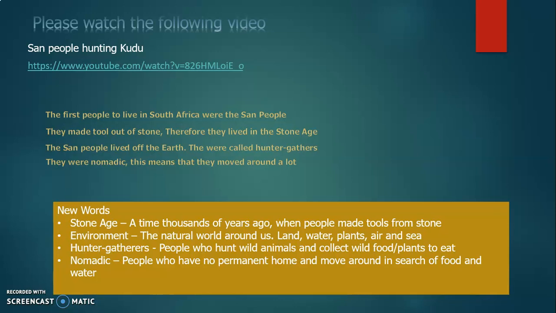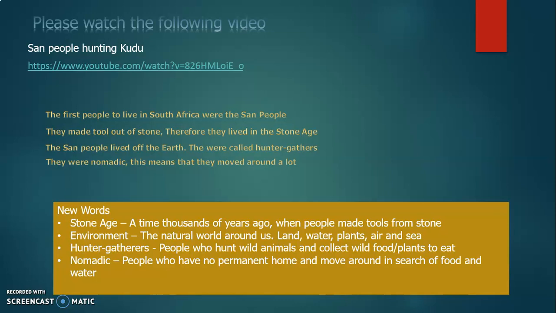The environment is the next word that you learn, and it's the natural world around us. It's land, water, plants, air, and sea. It's things that occur naturally. It's not a palm tree. A palm tree is not natural. It's not indigenous to South Africa. Okay, it will be things like a buchu plant. It will be cactuses. It will be our acacias, our thorn trees that occur. These occur naturally in Southern Africa.